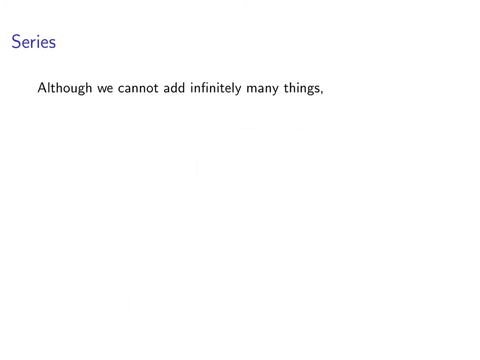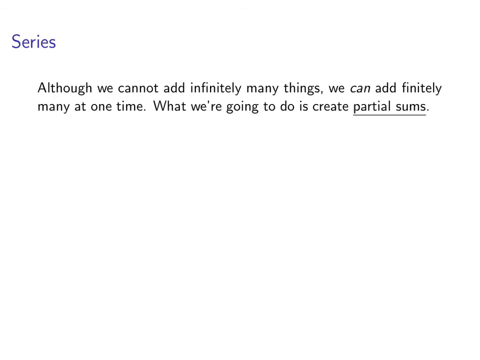Now, we can't actually add infinitely many things, but we can add finitely many things one at a time. And so what we're going to do is create partial sums. That is to say, we're going to start first by adding just the first term of the series. Then we have a1 plus a2. Then we have a1 plus a2 plus a3. And these things are called partial sums. So the nth partial sum is a1 plus a2 plus a3, and so on, all the way up to a sub n.